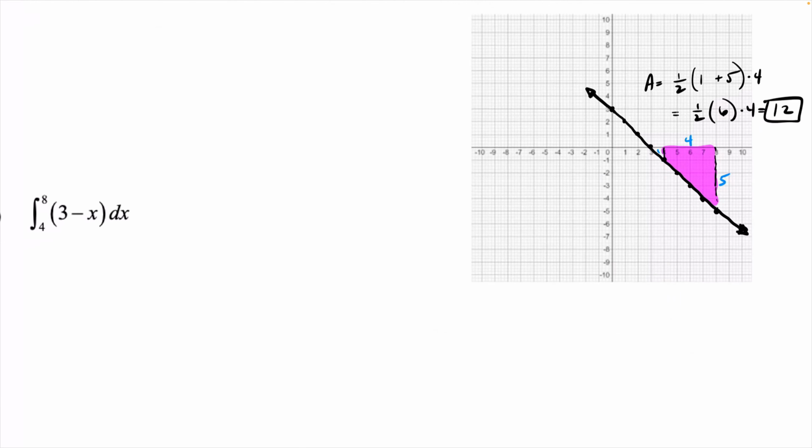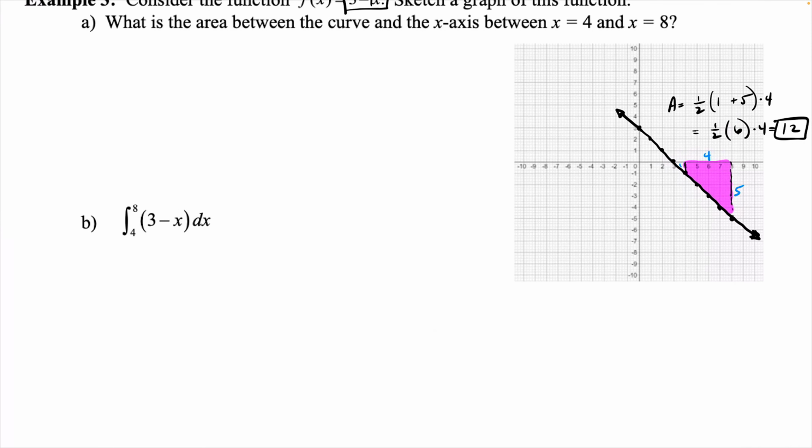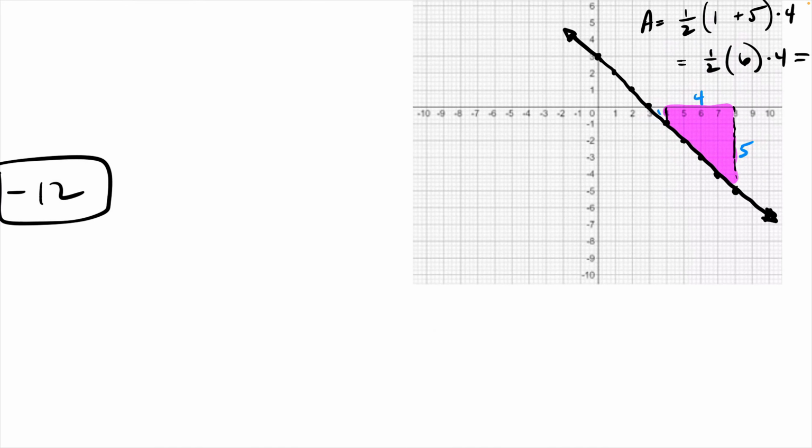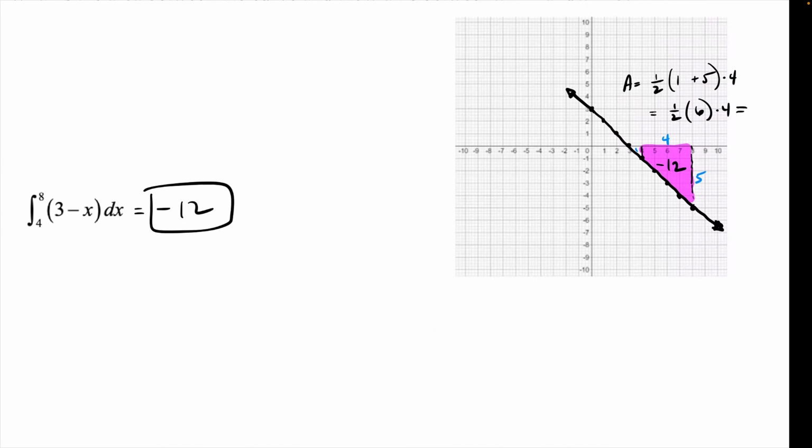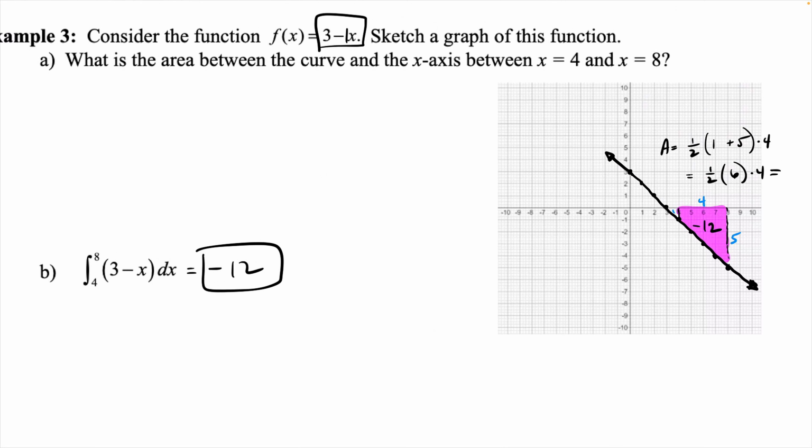Okay, so what's the answer to B? -12, yeah. The answer to A should have been -12 too, but I didn't put -12. It's asking the same question. The only difference is one is just saying it, one is actually notation. The notations are different, right? So this is going to be -12. That was the same thing.